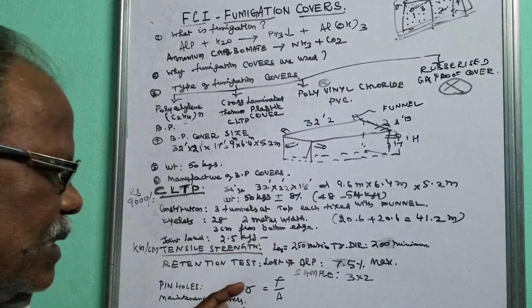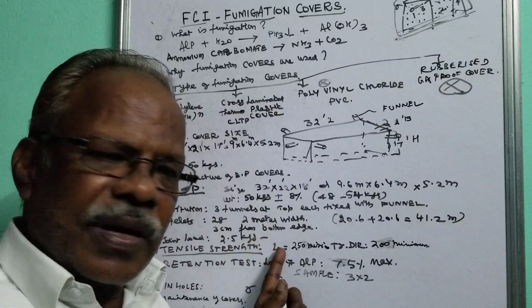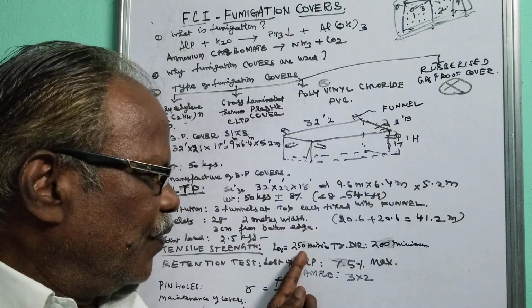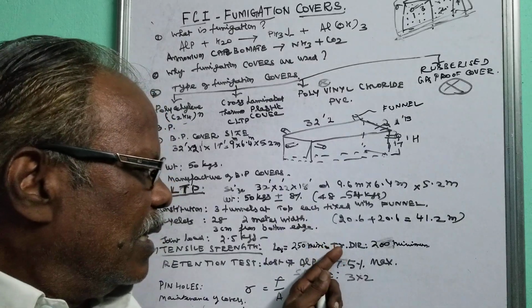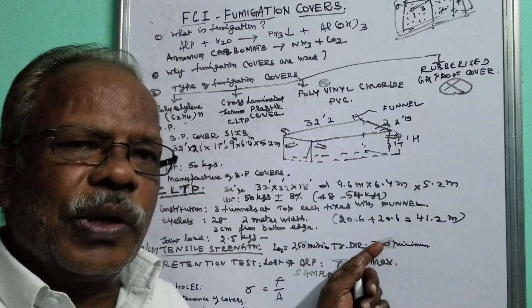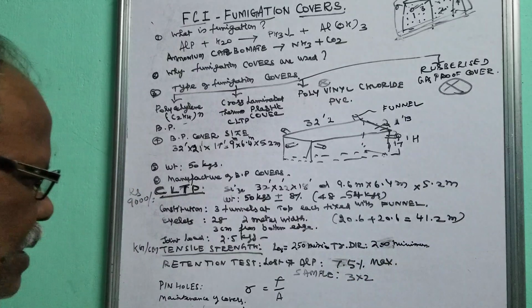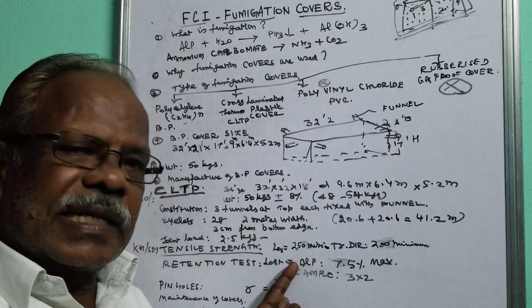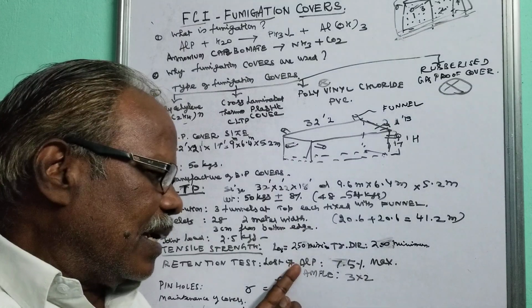And then as regards tensile strength of the cover, in the longitudinal direction 250 minimum, and in the transverse direction 200 minimum. And then the retention test is how far the retention of aluminum phosphide is there.